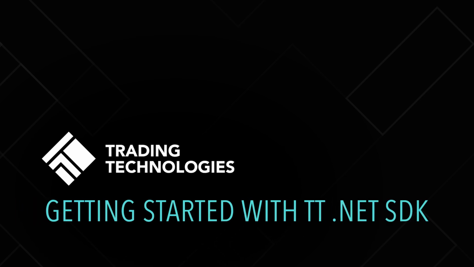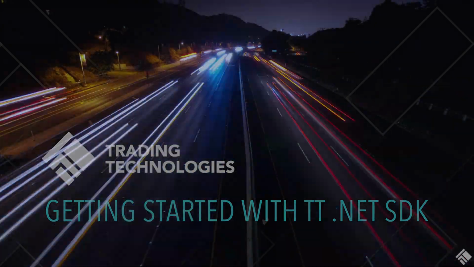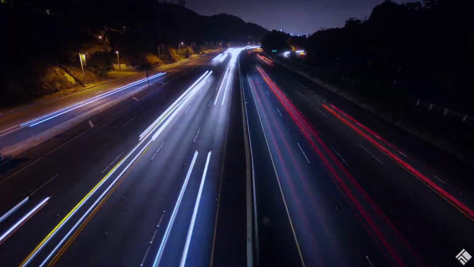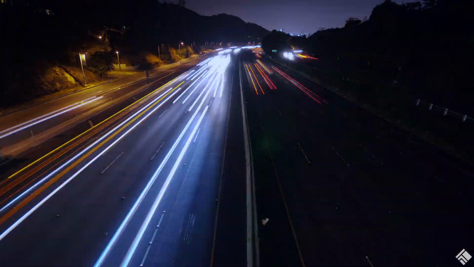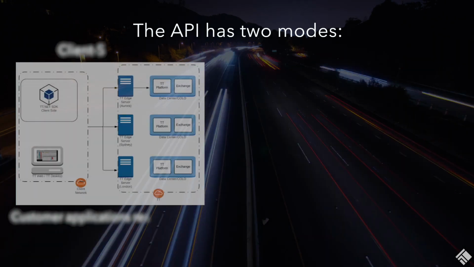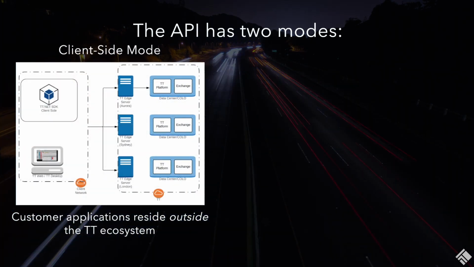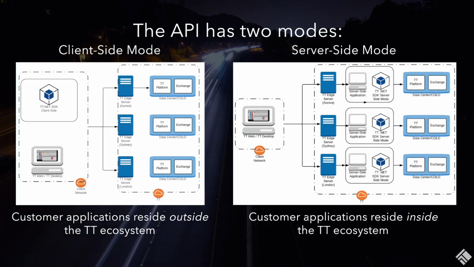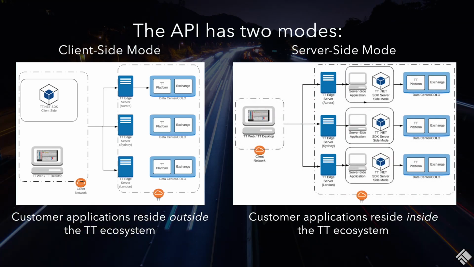TT.NET SDK includes an application programming interface that provides developers with the ability to create applications that communicate with the TT platform. Specifically, applications can subscribe for prices, route orders, and receive fills. The API offers two modes: a client-side mode where customer applications reside outside the TT ecosystem, and a server-side mode for customer applications residing inside the TT ecosystem.